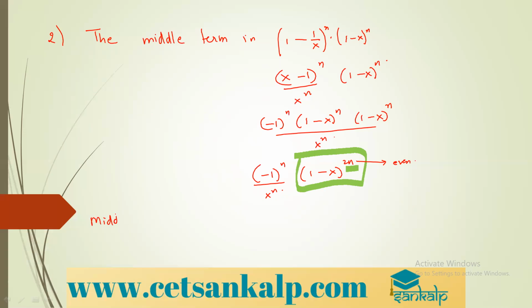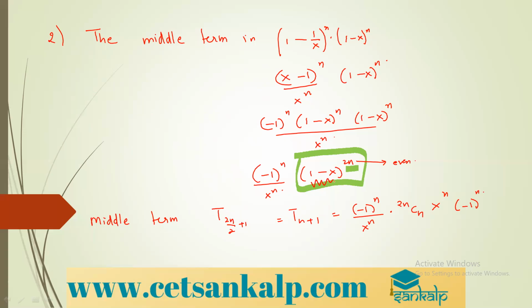I can easily write the middle term will be t 2n by 2 plus 1, that is tn plus 1 term. So how will I find tn plus 1 term? I will take first of all this minus 1 power n x power n. Apart from that, nCn, x power, what should be the x power? n. I'll have x power n, and then minus 1 is also there, power n.